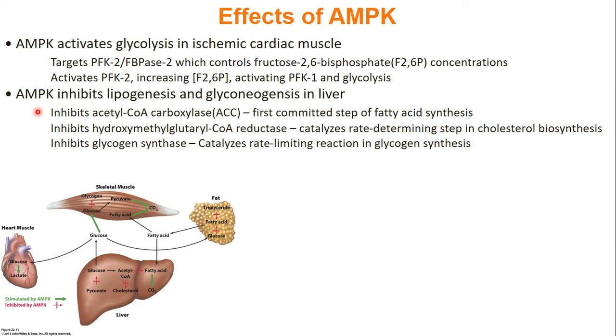AMPK can also inhibit lipogenesis and gluconeogenesis in the liver. Again, AMPK is turned on when we have AMP around. AMP means we are low energy. Don't build things if you're low in energy. And it does this by inhibiting acetyl-coenzyme A carboxylase, or ACC, which is our first step of fatty acid synthesis, if you remember that from our fatty acid synthesis videos. It can also inhibit hydroxymethylglutarate coenzyme A reductase, which is used in cholesterol, so we're going to stop the production of cholesterol, and will also inhibit glycogen synthase, which is the rate limiting reaction in making glycogen, so stop making glycogen.